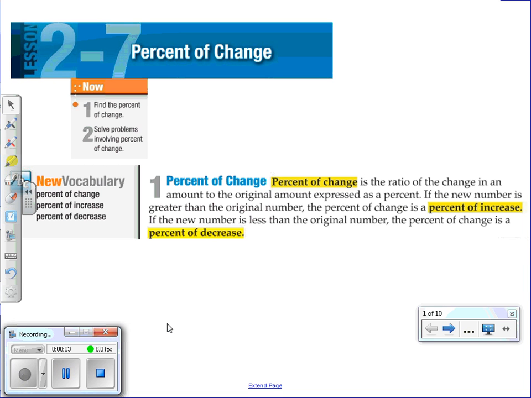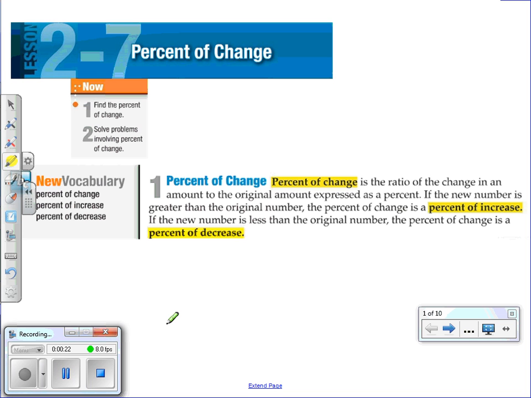All right, 2-7 is percent of change. We're going to find out what percent of change means, and we're going to solve some problems that involve percent of change. We're going to be using cross products to solve these problems, so what we just did in the last lesson. Percent of change is the ratio.